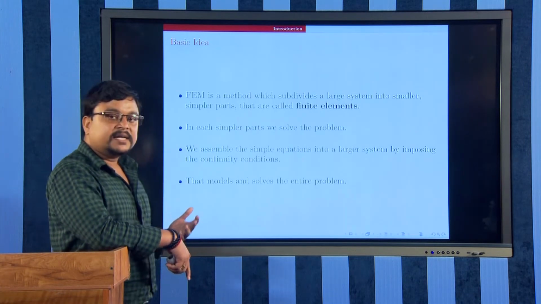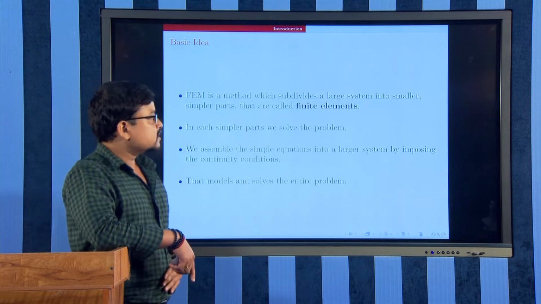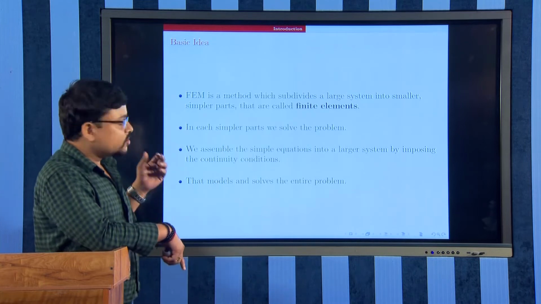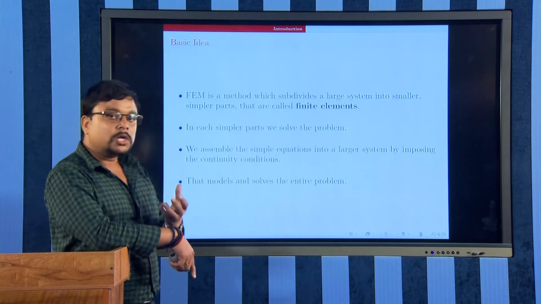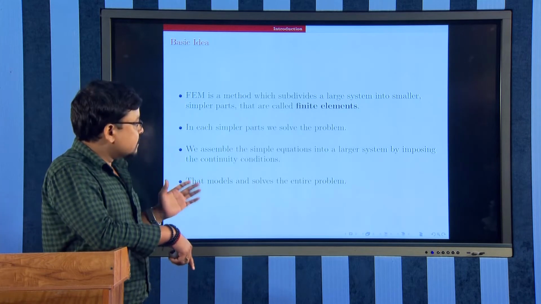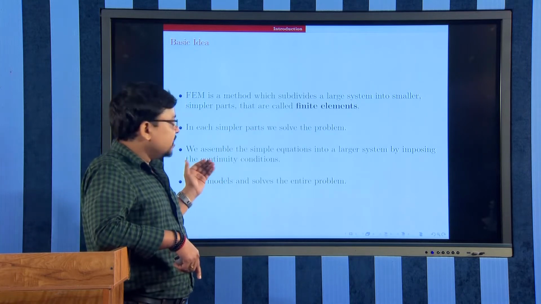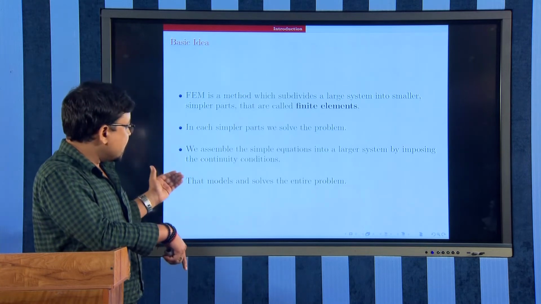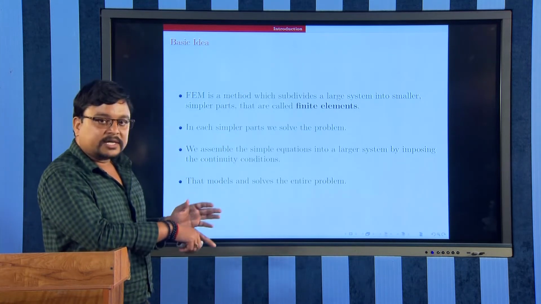So, what is the basic idea behind the finite element method? The basic idea is to subdivide a larger domain into smaller and simpler domains. Each part is called a finite element. In each simpler part we solve our model problem. Then, after solving each simpler part, we assemble the system of equations and impose the continuity conditions, and then we get an entire model that represents the whole problem and solves our given problem.